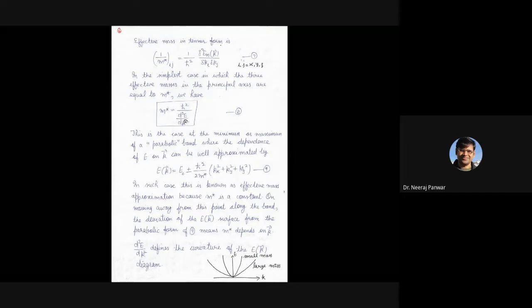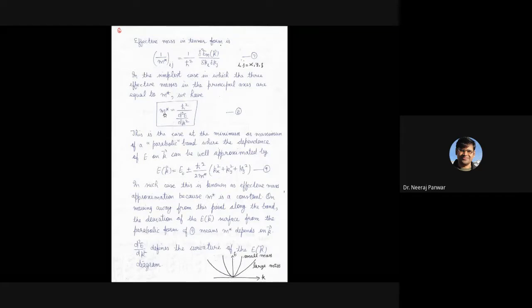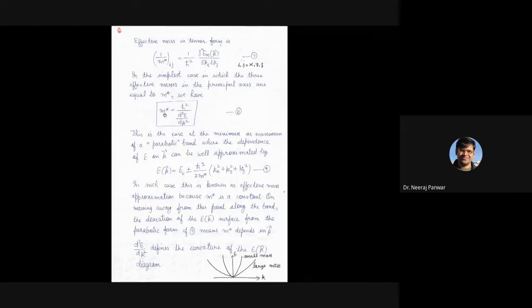You must remember that effective mass is inversely proportional to the curvature of the EK diagram. So here you see the two EK diagrams are shown. Here the curvature is large. For this curve, the curvature is very large, so it will have less effective mass. And for this curve, the curvature is small, so it will have large effective mass.